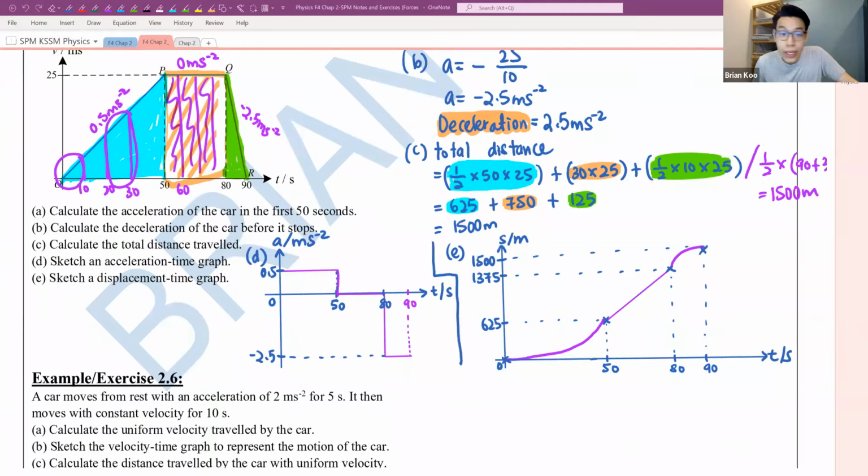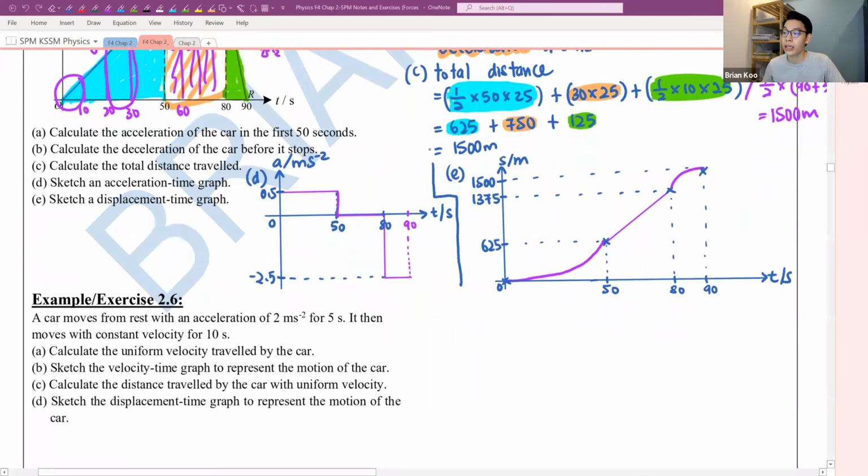Charisha asked me, does the gradient change? Which part? For the first part and the last part, yes, the gradient changes. If it's a curve, that means your gradient is not a fixed value. Straight line, this gradient or the velocity is fixed.